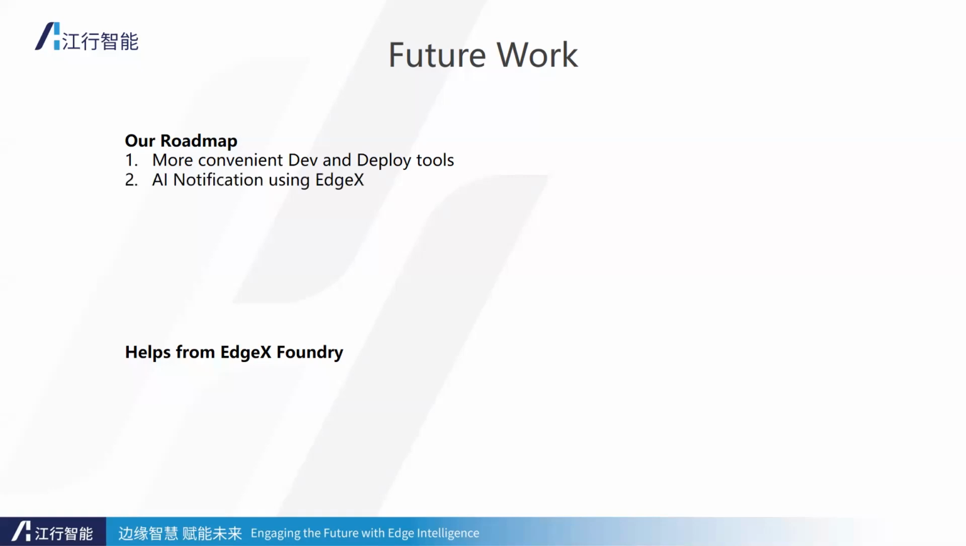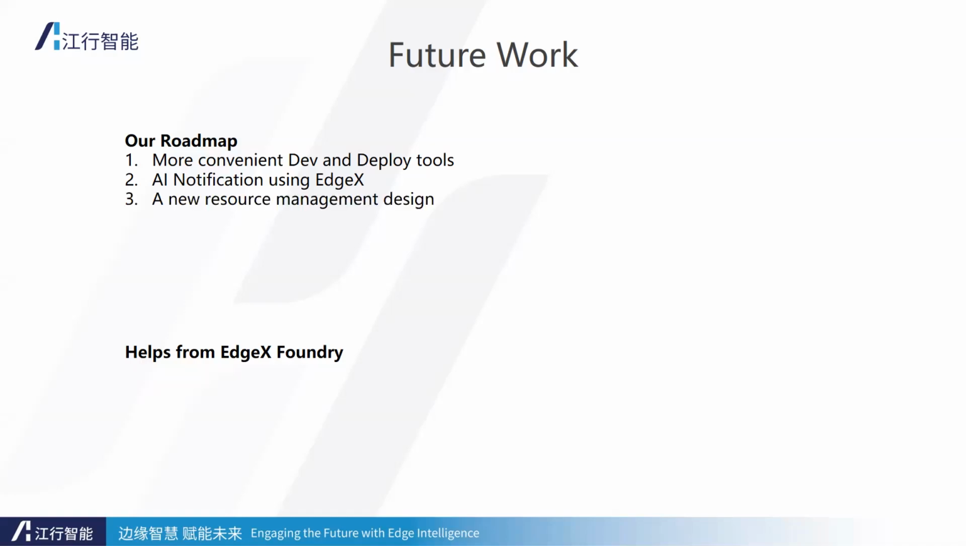The second one is we want to use the EdgeX Foundry notification to process our AI notification. Currently, we write our own AI notification service. It uses the HTTP API to provide AI results to the industrial edge application. Next step, we'd like to merge this part into the EdgeX core service.